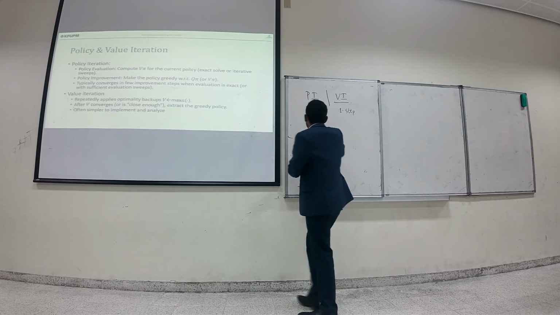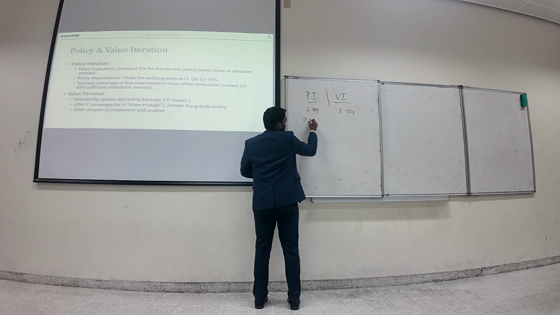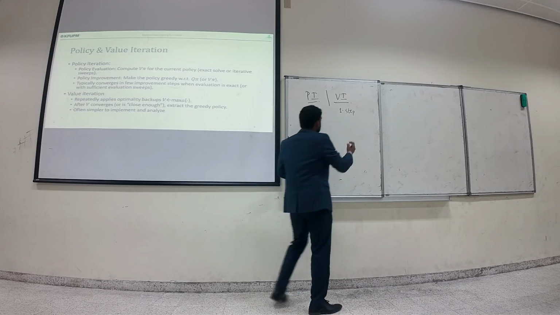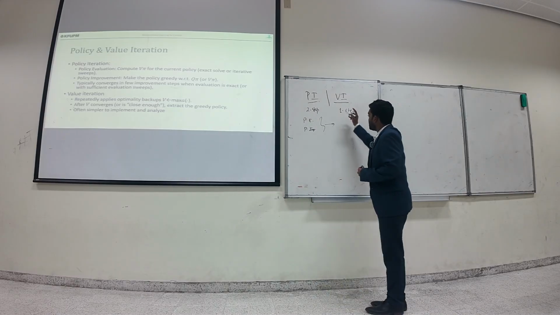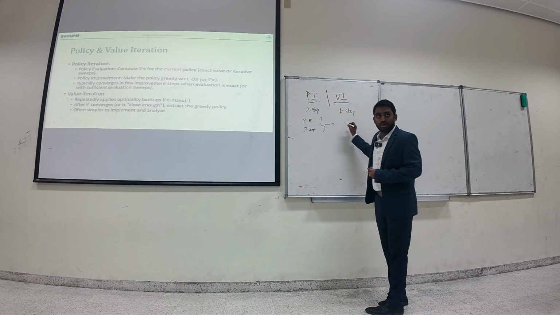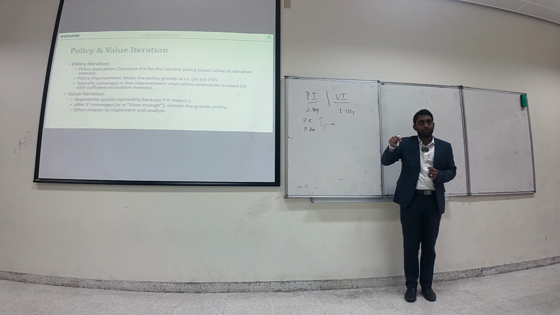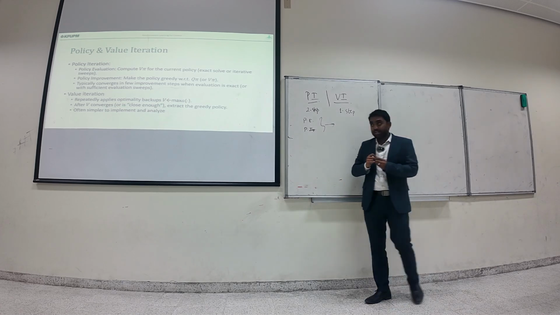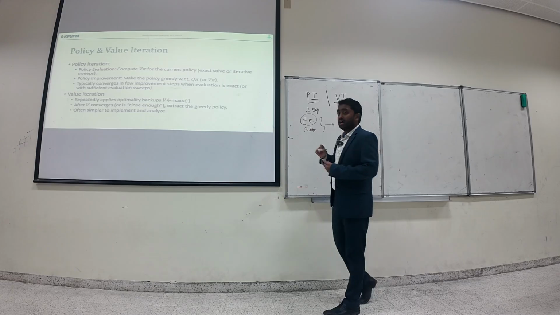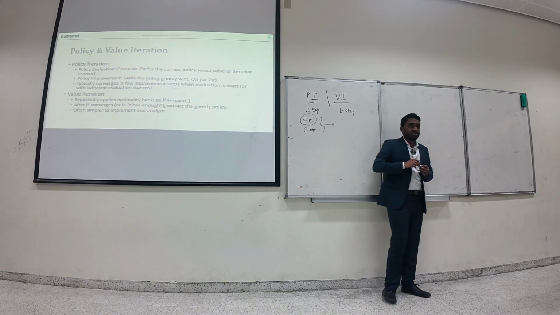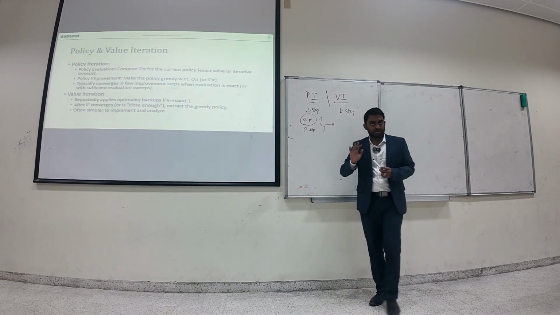Policy iteration involves policy evaluation and policy improvement. Value iteration combines these two into one step, okay? You have evaluation and improvement in the same step. Now what is policy evaluation? In policy evaluation, you start with a random policy, okay?